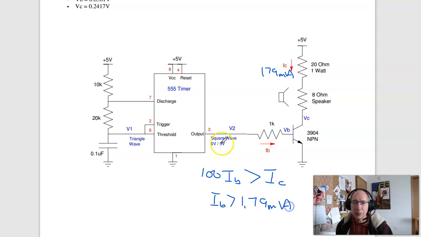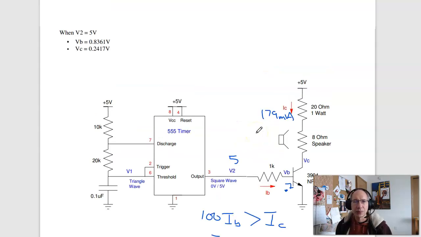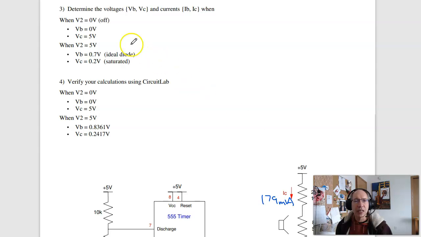And less than 25 milliamps, because that's all the 555 timer can put out. So pick a resistor to set RB bigger than 1.79, less than 25. 1K works. When this is a 1K, I've got 5 volts here. There's the diode, 0.7. 4.3 volts across 1K gives you 4.3 milliamps, more than I need. That should work. So that's what I expect to get. When it's 0 volts in, it should be turned off. 5 volts in, I should saturate the transistor, 0.7 volts at the base, 0.2 at the collector.